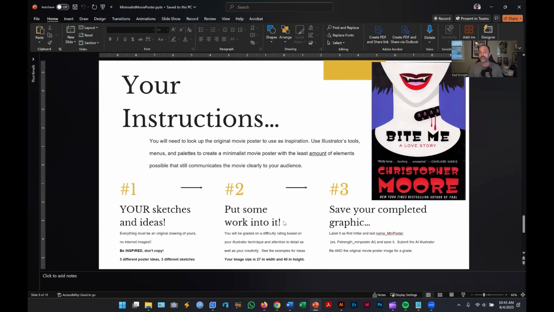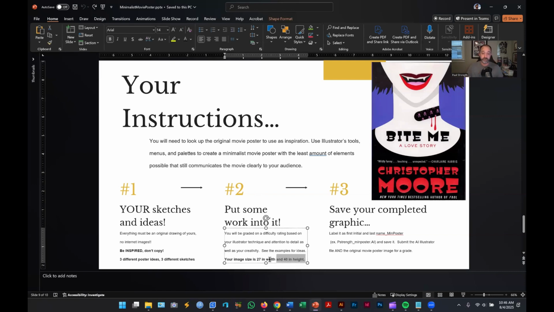Does it have fonts? If you're using fonts, did you use good fonts? Too many fonts? Did you use a proper font that works for everything? This is the stuff that you're going to be graded on, okay? So again, go and look up examples and get ideas. The image size for your project is going to be, and this is an actual movie poster size.